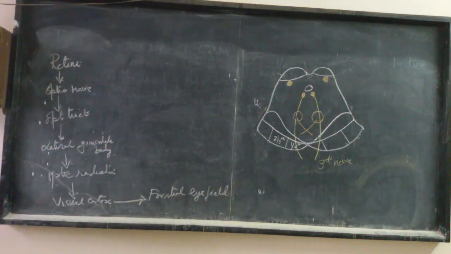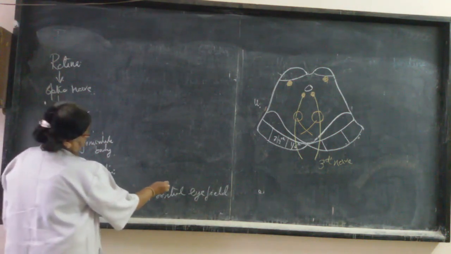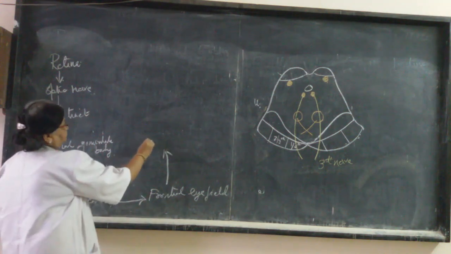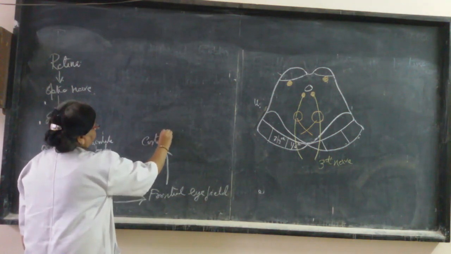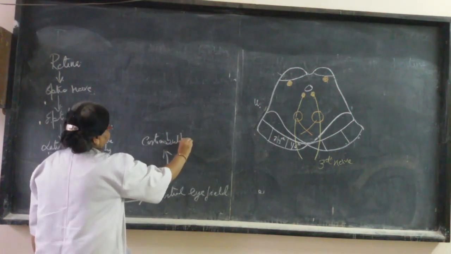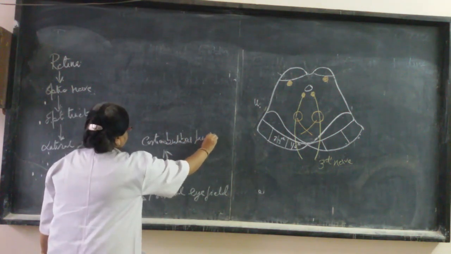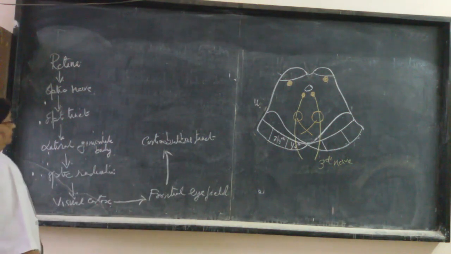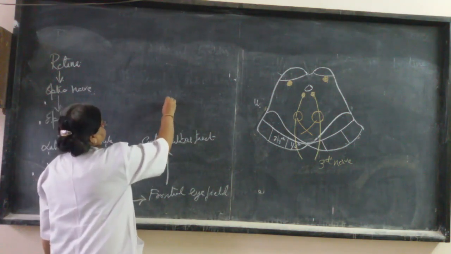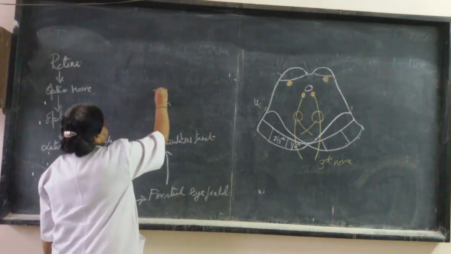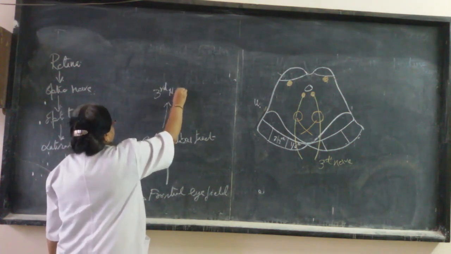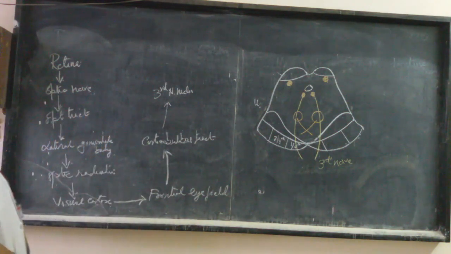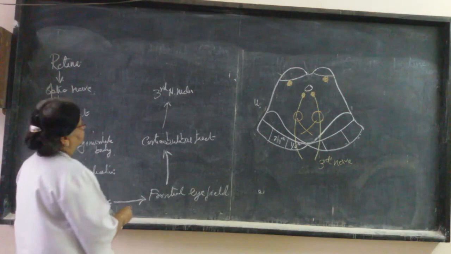From the frontal eye field, the corticobulbar tract starts. The corticobulbar tract will go to the third nerve nucleus. This gives out the third nerve.